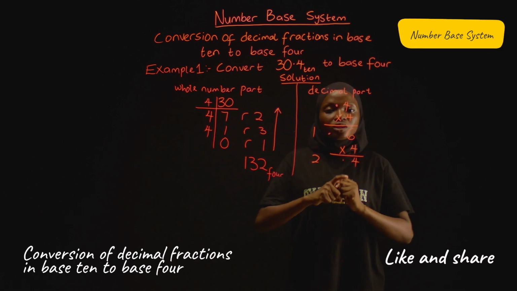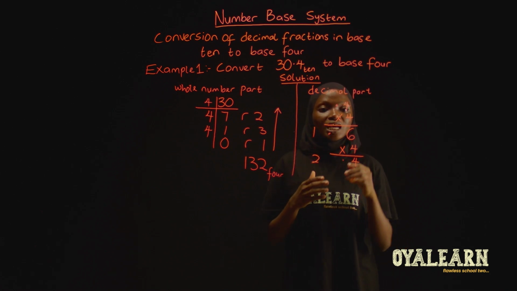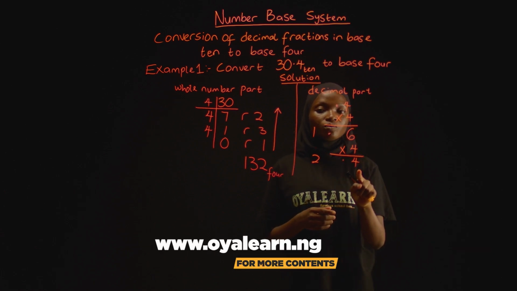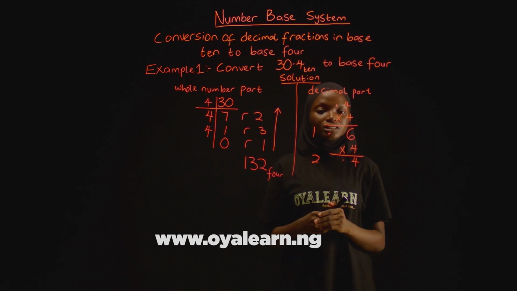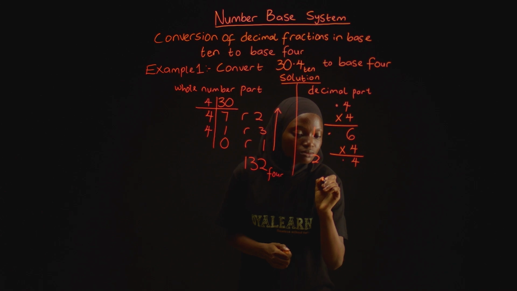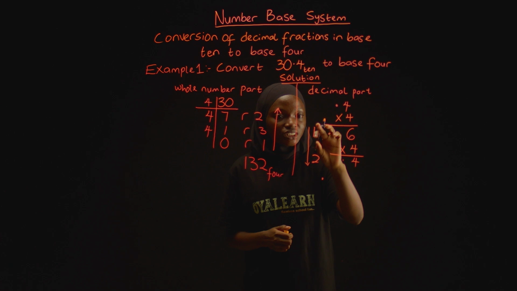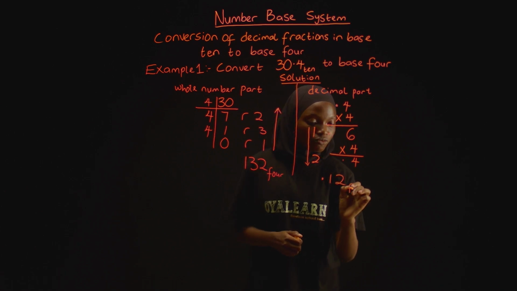But recall, they said we can stop when we have recurring numbers. And if you note here, we started with 0.4. Now we're already at 0.4. That means we will continue having the same set of numbers at this side. So we can stop. So here you have points. Read it from the top downwards. The digits at this side: 1, 2. Base 4.